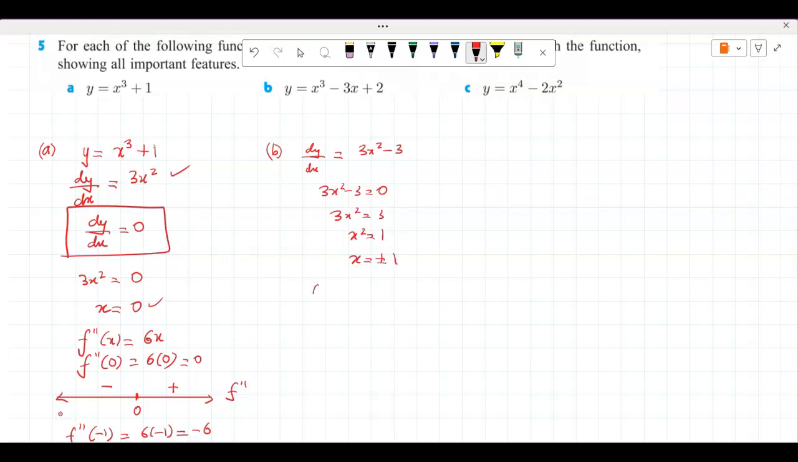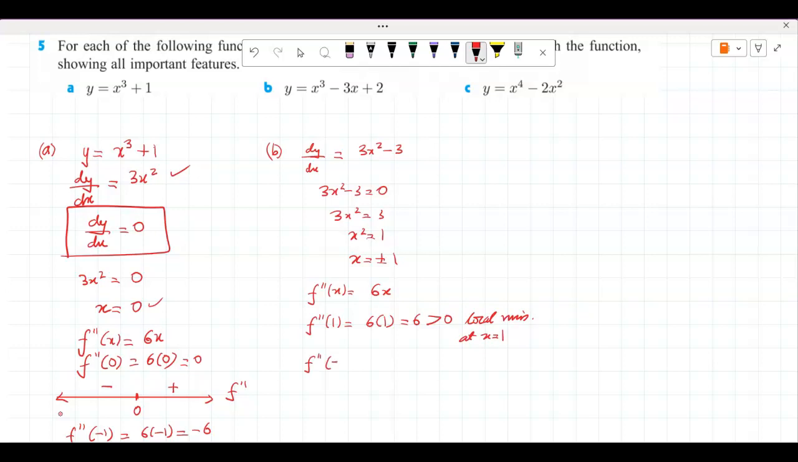Then you take the second order derivative. What would the second order derivative be? 6x. Now put plus 1 in this. So 6 into 1 is 6, positive. If it's positive, it's a local minimum. Correct? Local minimum at x is equal to 1.